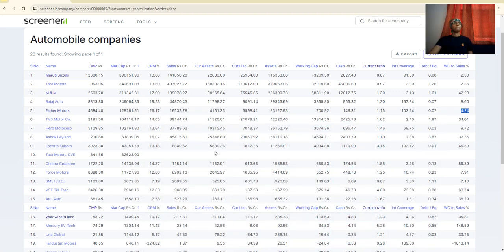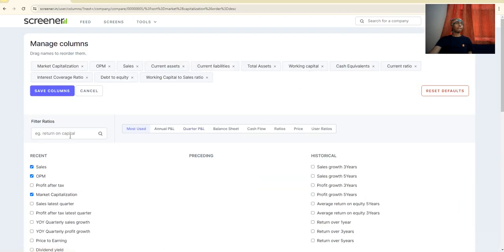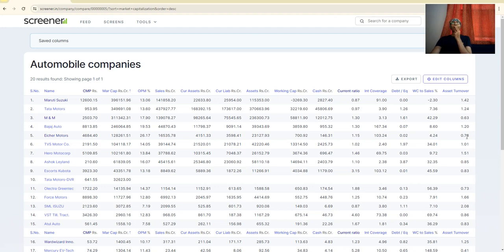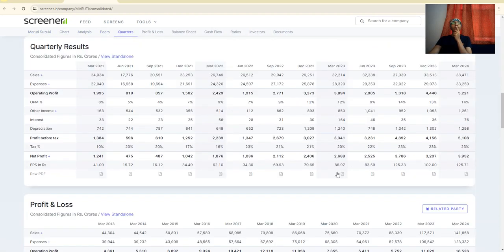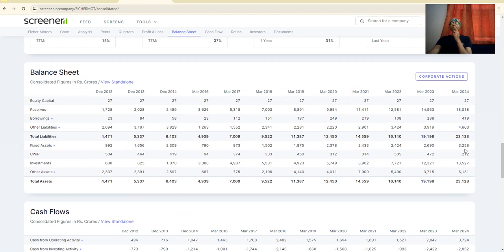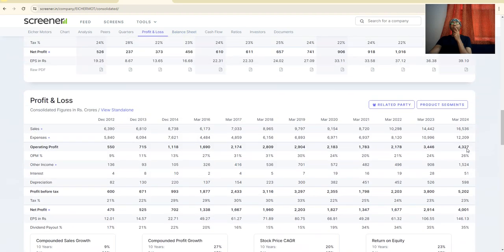Fixed asset turnover ratio. Let's see. Fixed assets. Let me edit the columns once again. So in terms of asset turnover, I don't think they are doing very good. I think their fixed assets requirement is more than their working capital. Let me check. So let's say a Maruti Suzuki, they have fixed. Let's see, Eicher Motors has 3258 of fixed assets, and they have a revenue of 16,536.